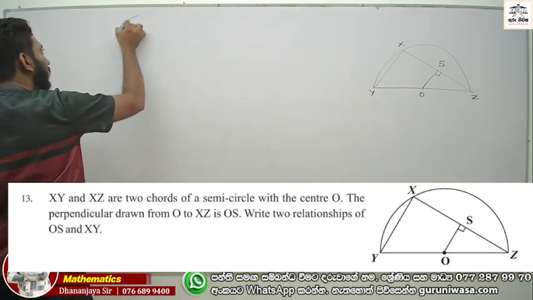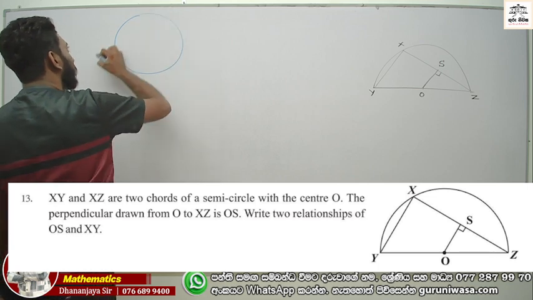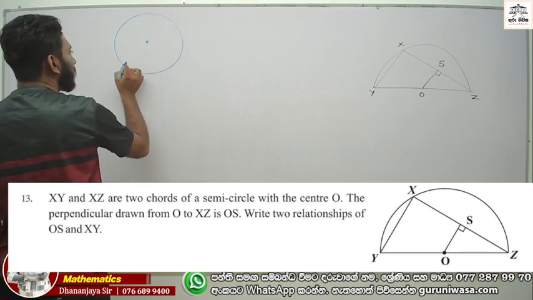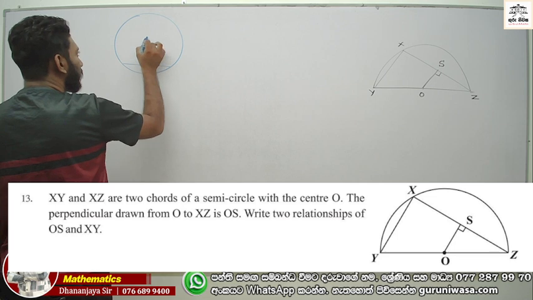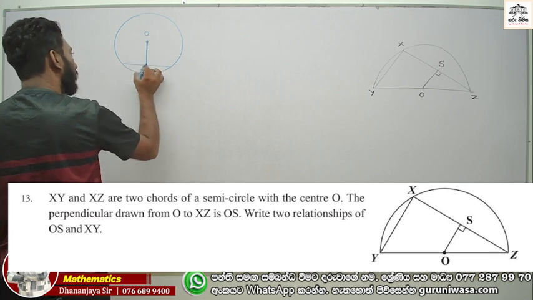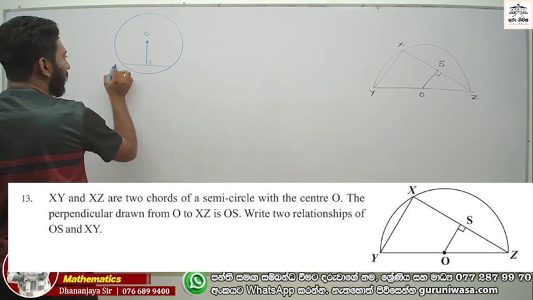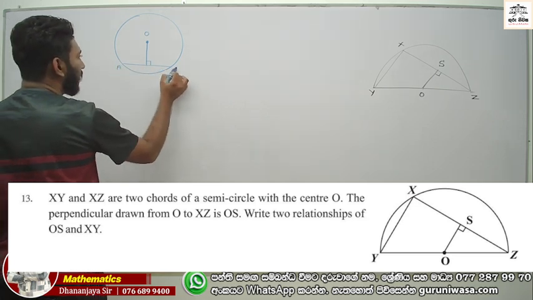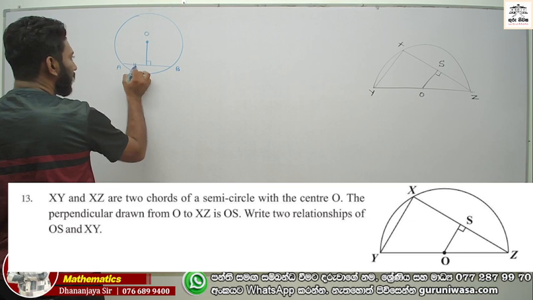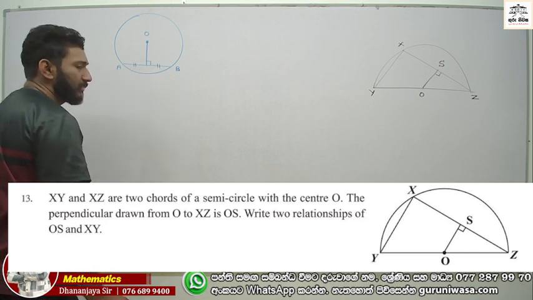If this becomes a circle, now this is the center, this is a chord, and the line drawn from the center to the chord is perpendicular, then the chord should be bisected.